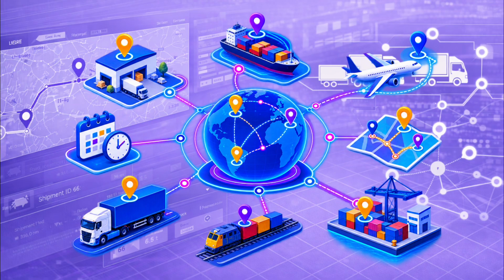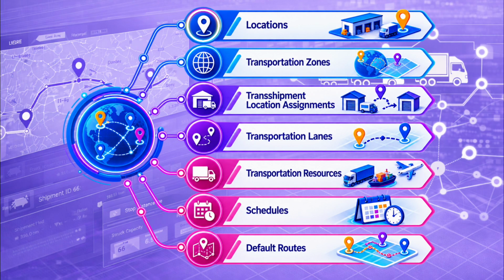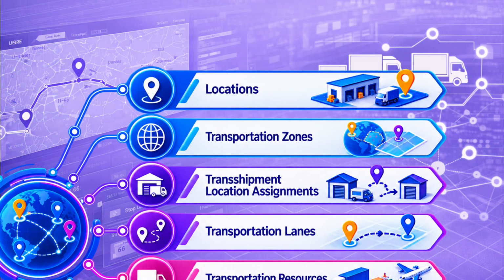Transportation network defines the physical and logical structure in which transportation activities take place. It helps SAP TM understand where freight is coming from, where it's going, how locations are connected, and which transportation resources or routes can be used. The main master data elements that define the transportation network include location, transportation zones, transshipment location, transportation lane, transportation resources, schedules, and default routes. Let's briefly understand how these elements work together.